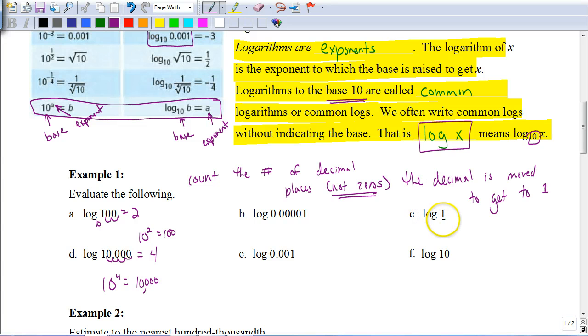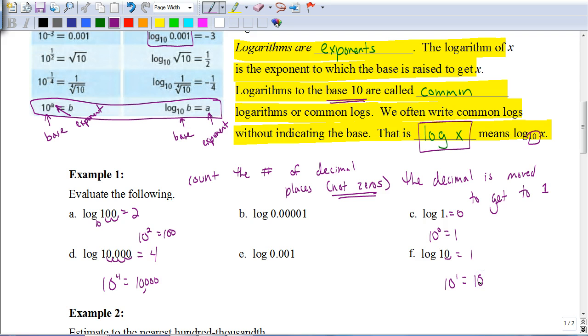Now let's say I have log of 1, I'm skipping B and E for now, if you notice. If I have log of 1, how many places do I move the decimal to get to 1? 0 places. So that means this is 0. In other words, 10 to the 0 power is 1. That goes back to the theorem we talked about back in chapter 7, the zero exponent theorem. Anything raised to the 0 power is always going to be 1, so log of 1 is always going to be 0. For this one, log of 10 is going to be 1, because I would move the decimal place one place to the left, or 10 to the first power would give me 10.